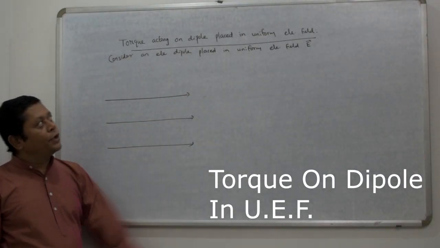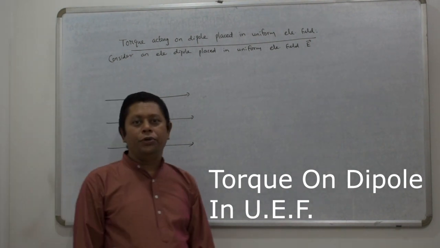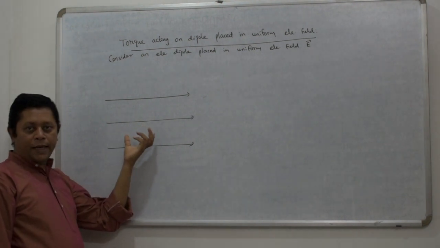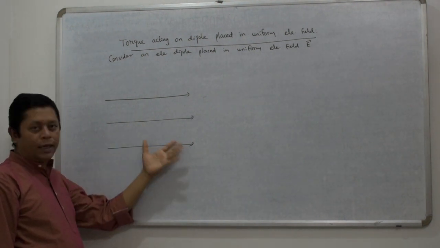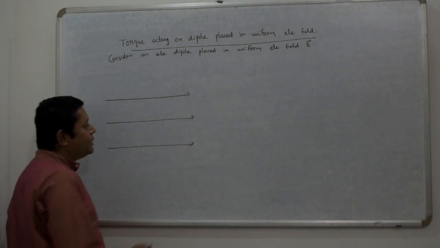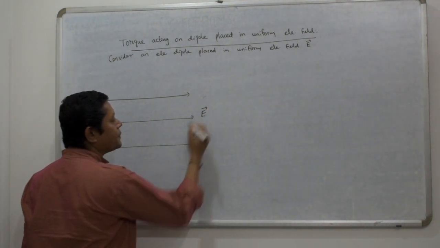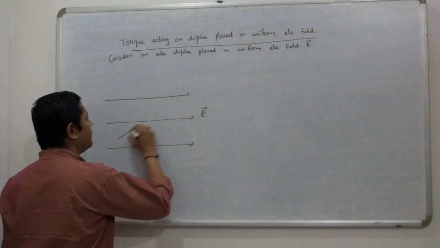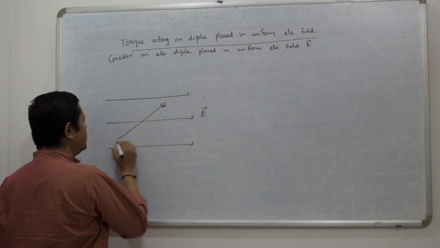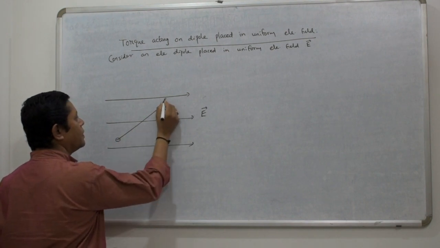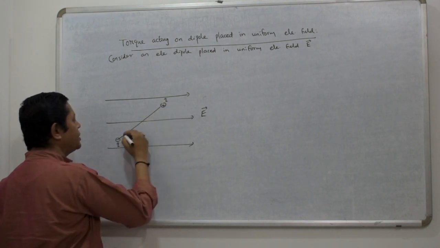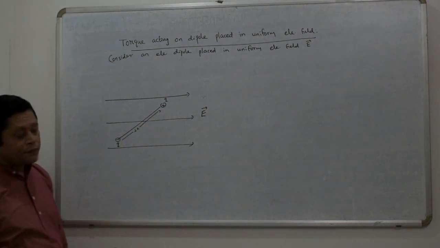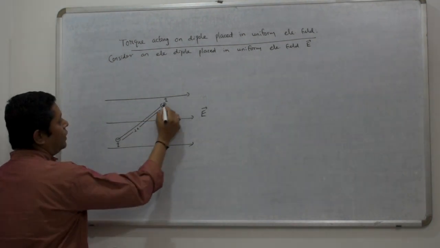Next is the torque acting on a dipole placed in a uniform electric field. You know, a uniform electric field can be represented by parallel field lines with equal spacing, that shows the strength of this electric field. In this, consider an electric dipole having charges plus q and minus q separated by distance twice a, placed here.